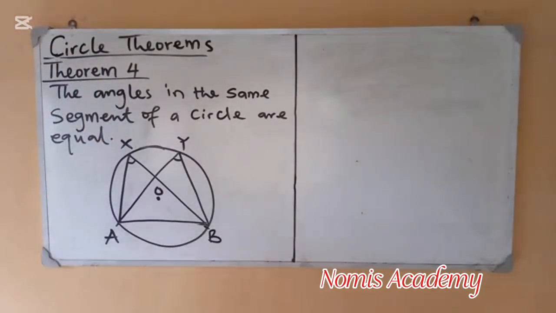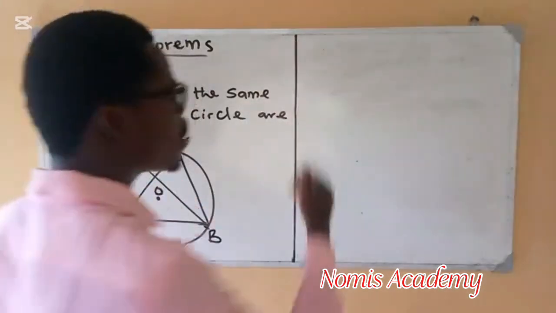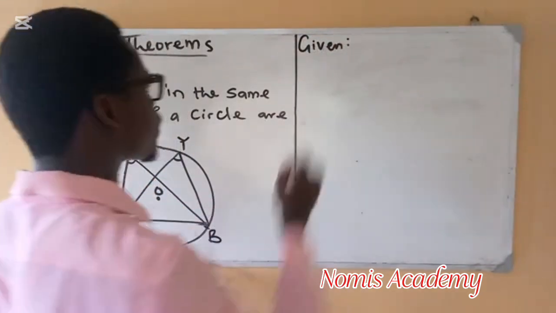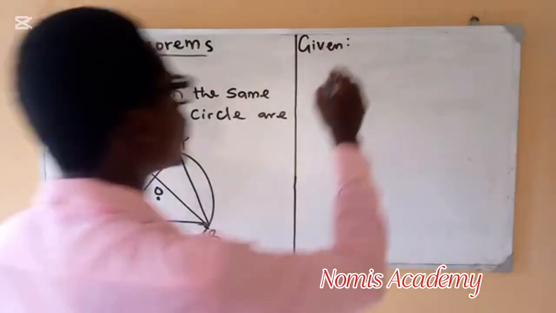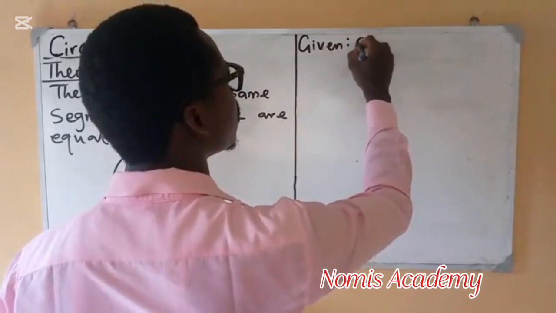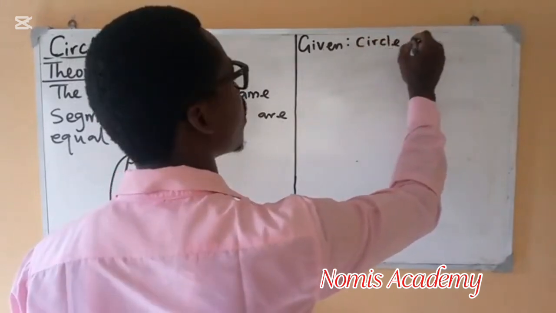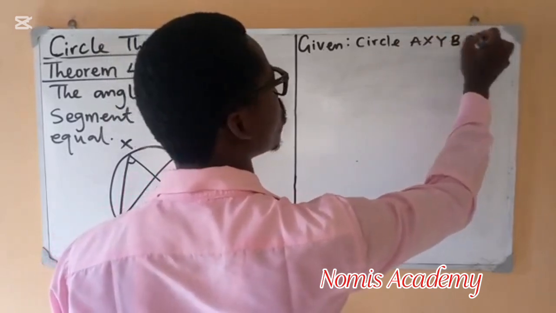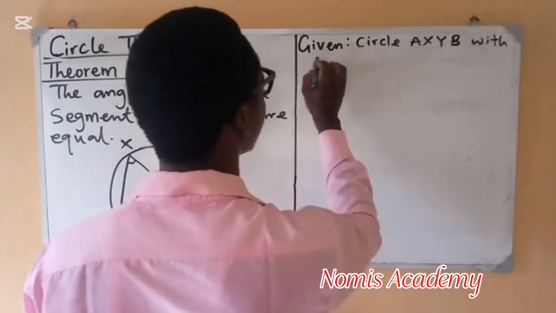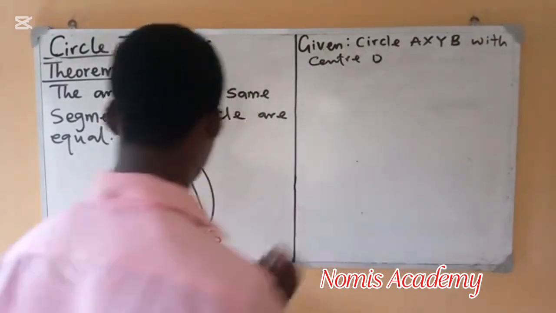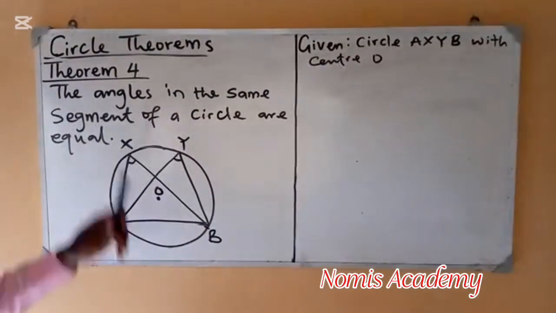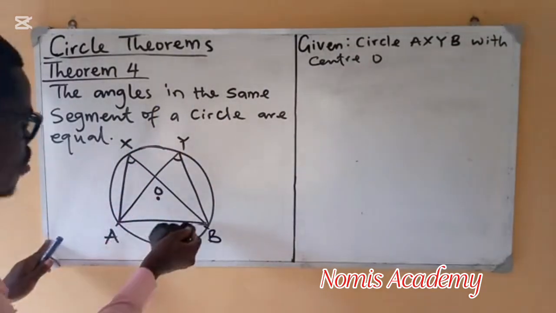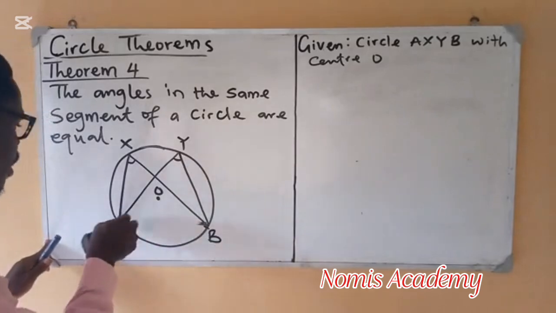So then let's go straight to the proof. You remember the procedure? Given. What is given to us? Now we have cycle AXYB with center O. Okay, so we are given cycle AXYB with center O. Let me clean the chord so that we can see things clearly.